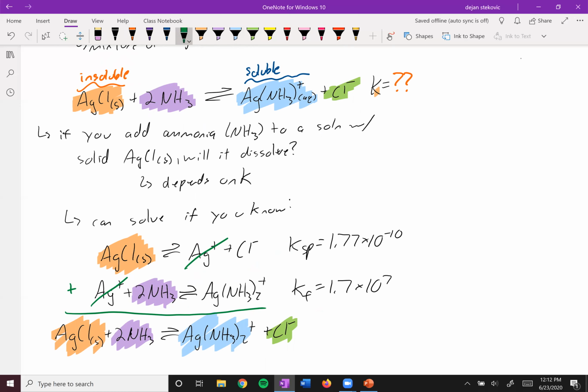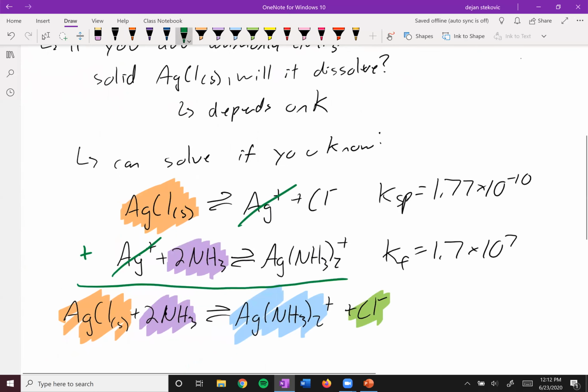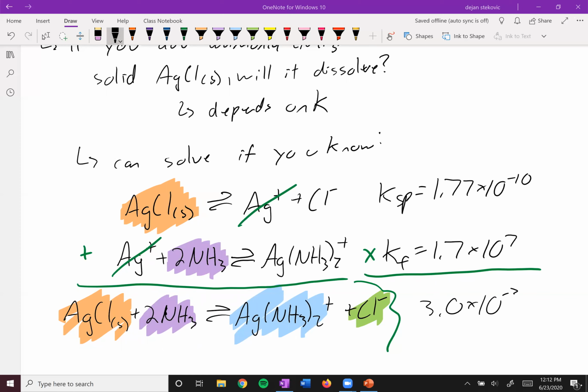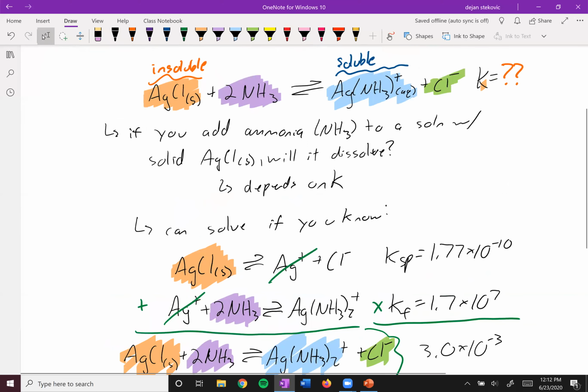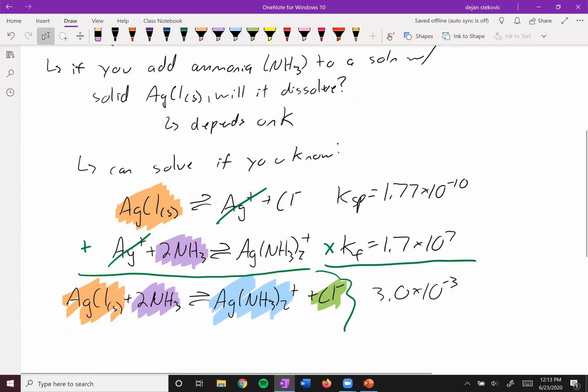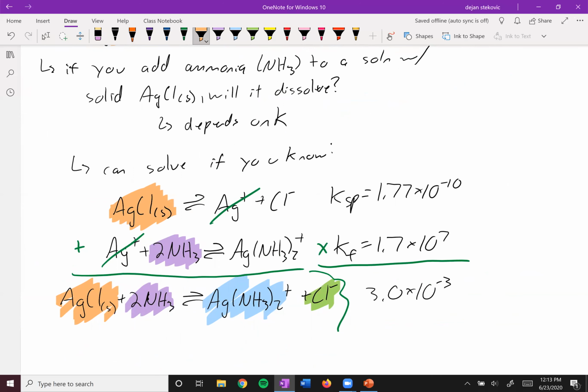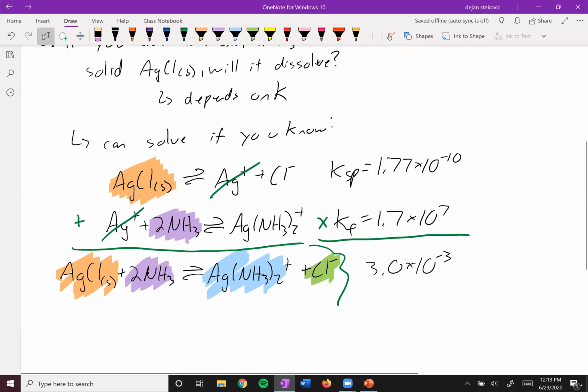And so remember back to coupled equilibria, when we add our equations, we multiply our K's. And so the final value is 3.0 times 10 to the negative 3. While this value isn't huge, it is way, way bigger than the solubility of silver chloride, so it's 10 to the 7 bigger. And so the final conclusion you can make here is that this complex is more soluble than AgCl.